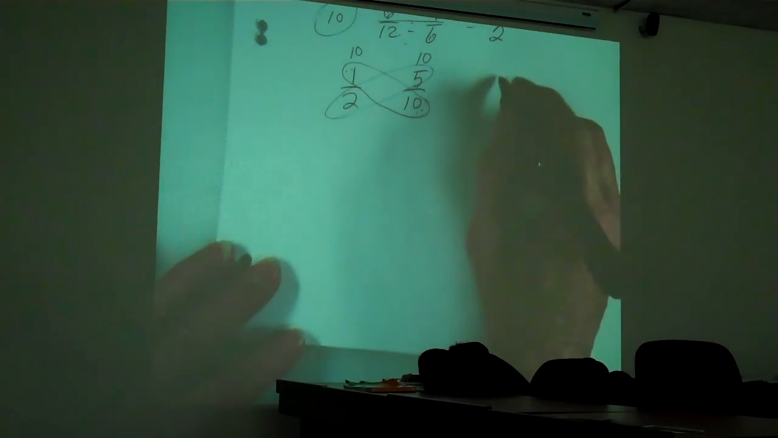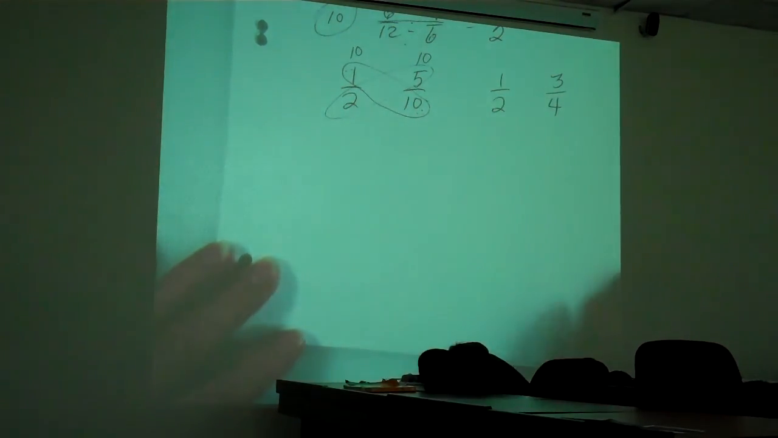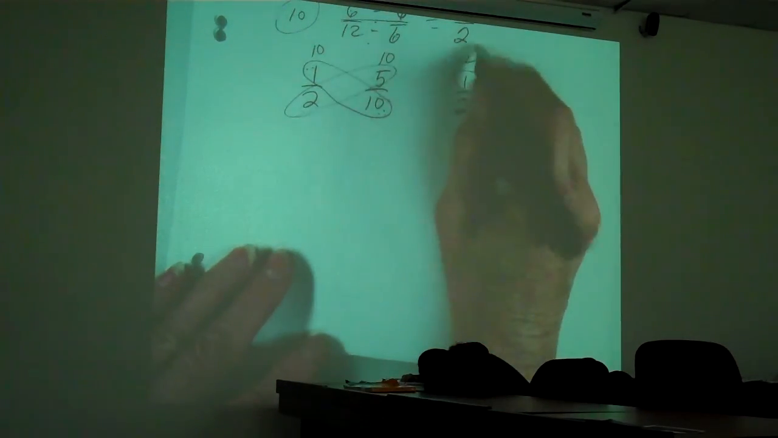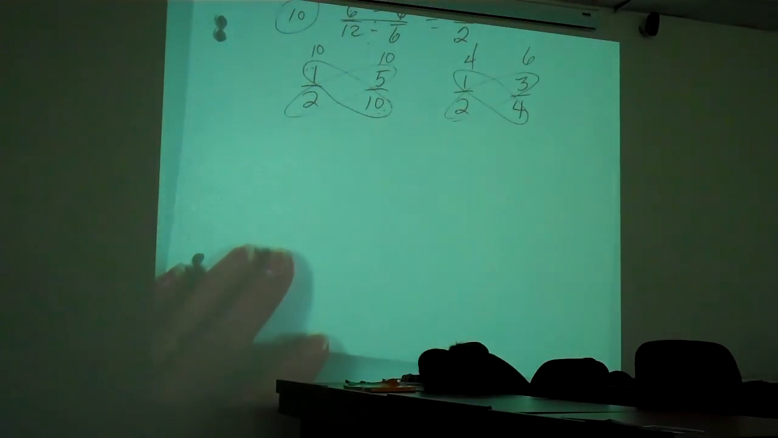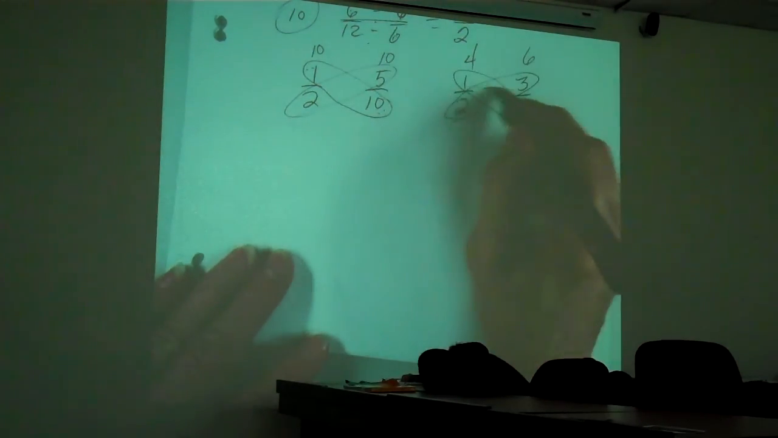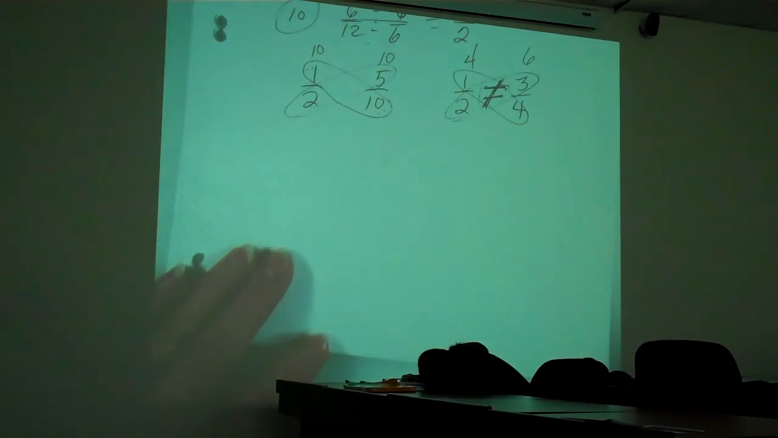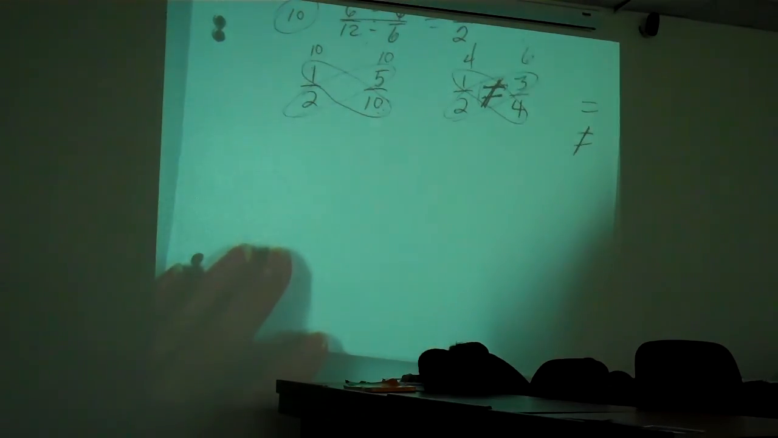But we know that a half is not equal to 3/4. Okay? We already know that, but let's do the cross products. 4 times 1 is 4. 2 times 3 is 6. See, the cross products are not equal, so this is not equal. And that's all you have to write on your answer column, is either the equal or the not equal side.